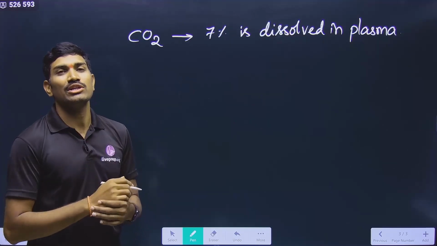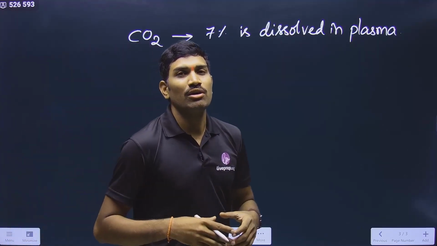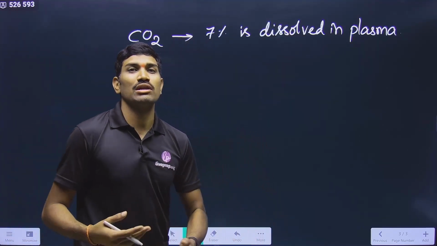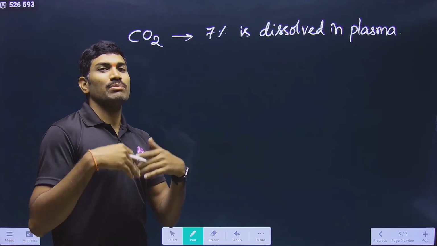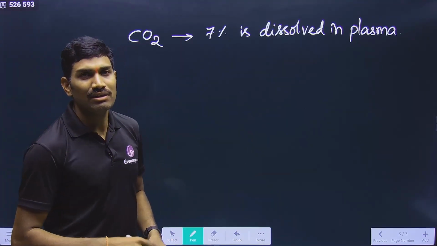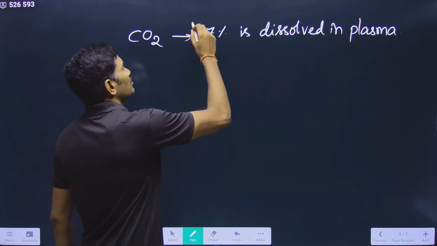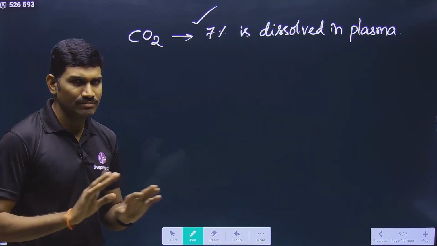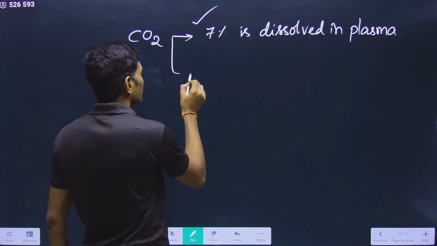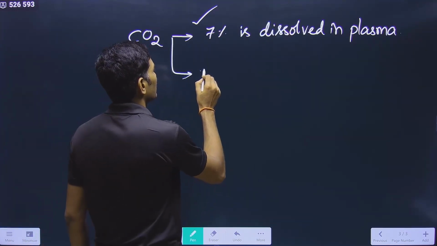But the point we need to remember is that the solubility of CO2 is much higher than the solubility of oxygen. Already we studied this. Around 20 to 25 times more CO2 is soluble when compared with oxygen. So directly in the dissolved form it reaches the alveoli. That is completed. But the next two are very important.